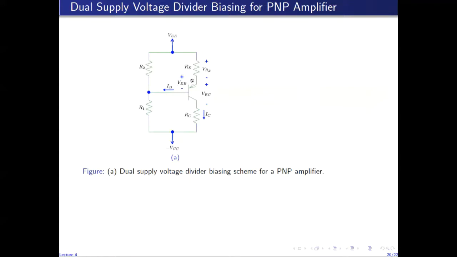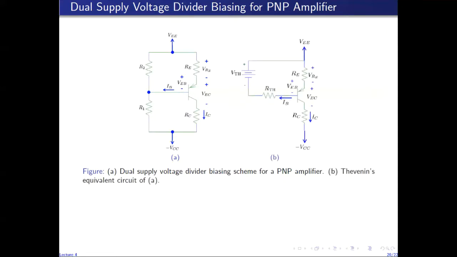So previously we used to have VBE, now we will have VEB. And instead of VCE, we will have VEC. Everything else will remain the same. So the positive supply is now connected to the emitter terminal, so it's called VEE, and the negative supply is connected to the collector terminal, so it is now represented by minus VCC.